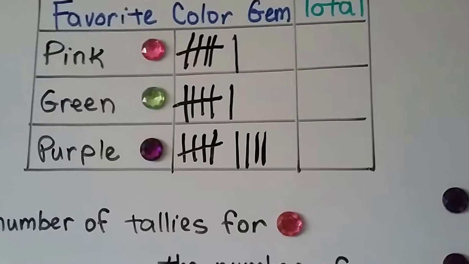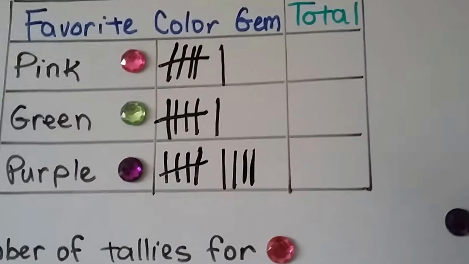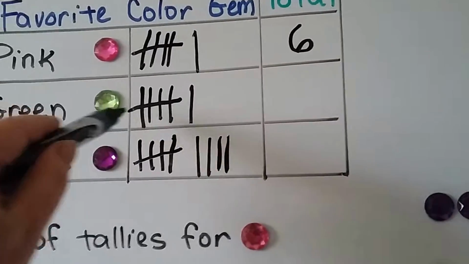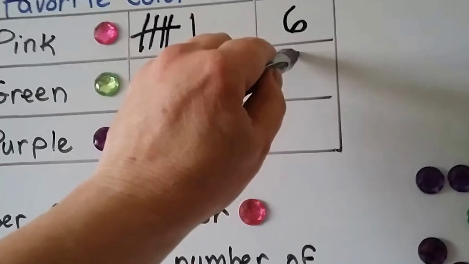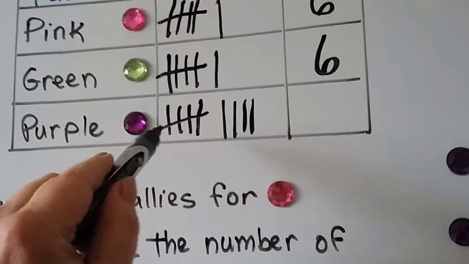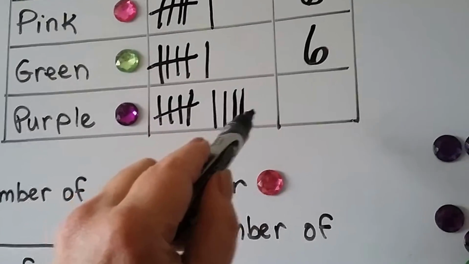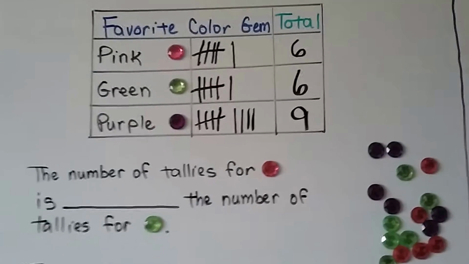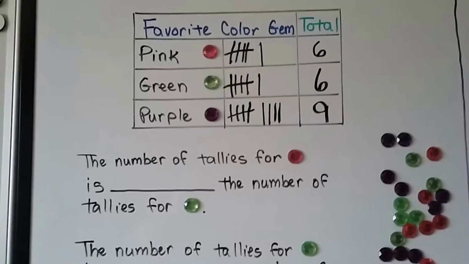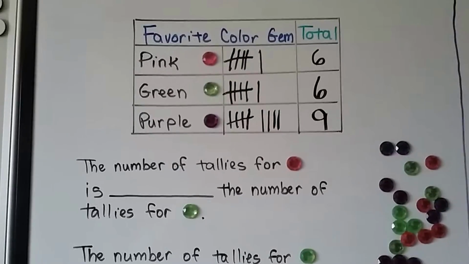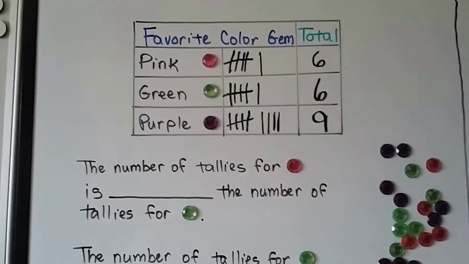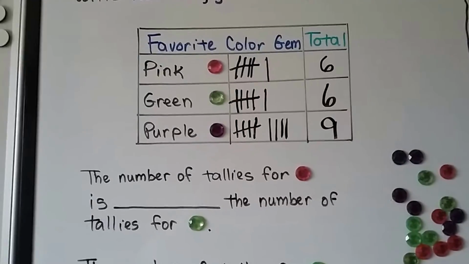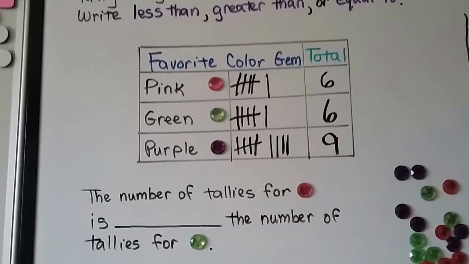Now we need to total them. We count the groups of 5. That's 5, 6. We count the green. That's 5, 6. We count the purple. That's 5, 6, 7, 8, 9. Now we can answer the questions because we filled in the tally chart. So the number of tallies for pink gems is blank the number of tallies for green. How do we compare the pink and the green? Well, they both have 6.